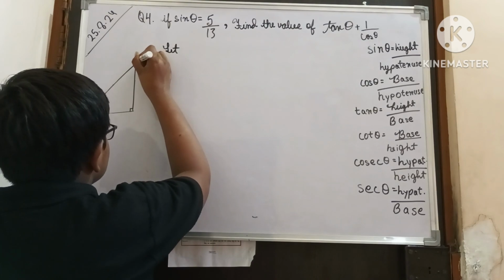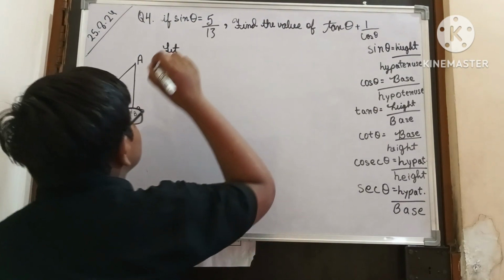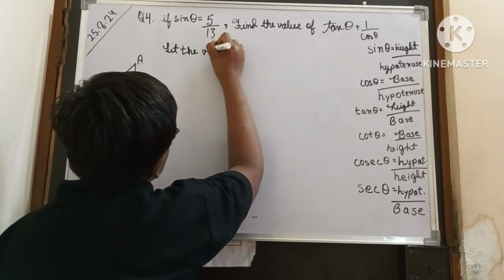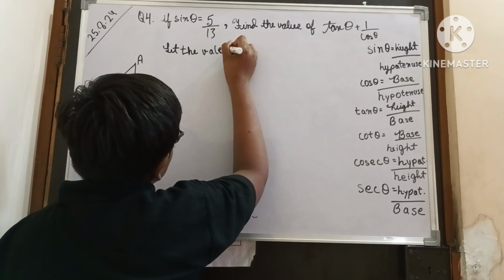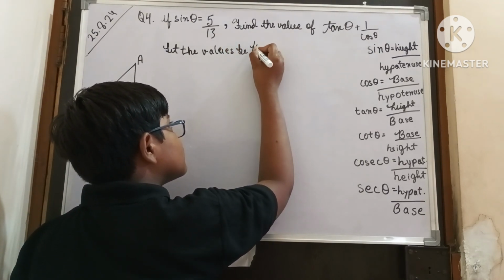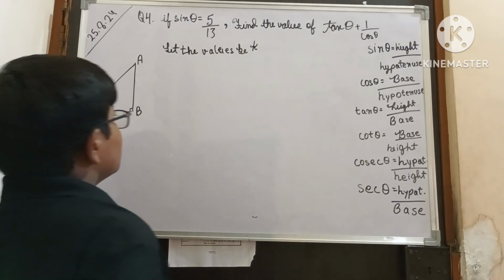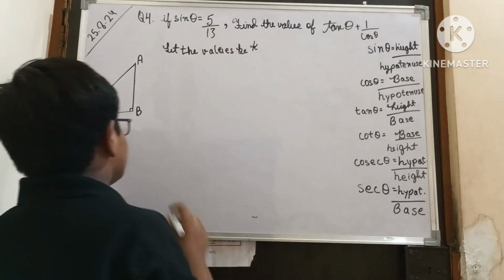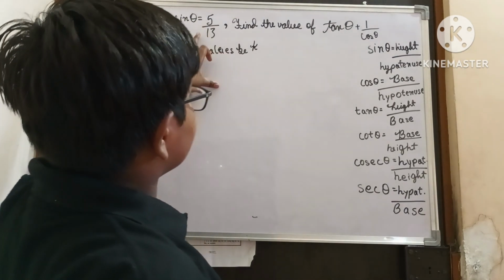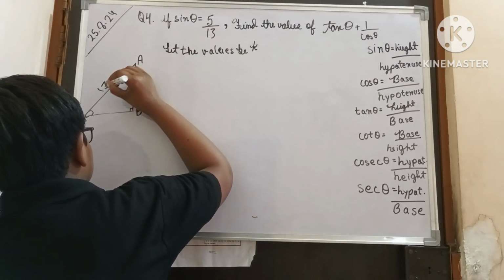Let us take our values as k. So the height of the triangle, which is 5, will be 5k, and the hypotenuse of the triangle will be 13k.